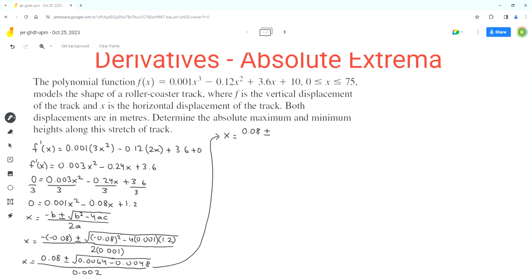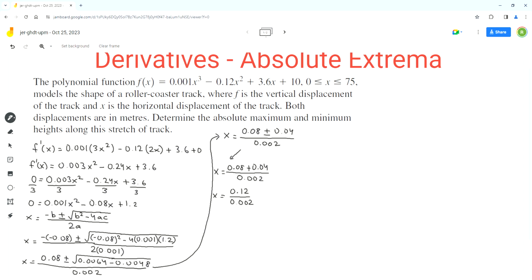So I got 0.04 over 0.002. Now we can break down this expression into the positive and negative case. So we get x equals 0.08 plus 0.04 over 0.002. So we can simplify this expression to 0.12 over 0.002.